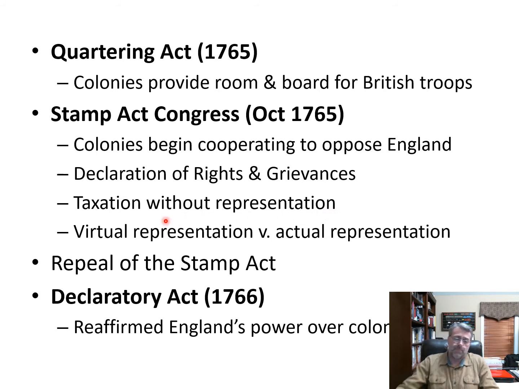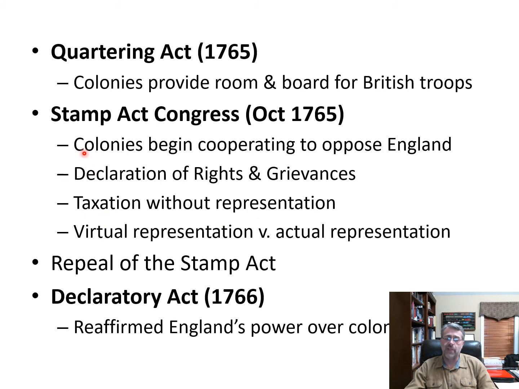They believe that Parliament is passing these tax laws without the consent of the people, because the colonies at this point don't have any representatives in Parliament. Parliament at this point is a true representative assembly representing the people of England within the British government. But the colonies themselves don't have any representation within Parliament, and this is their big argument.